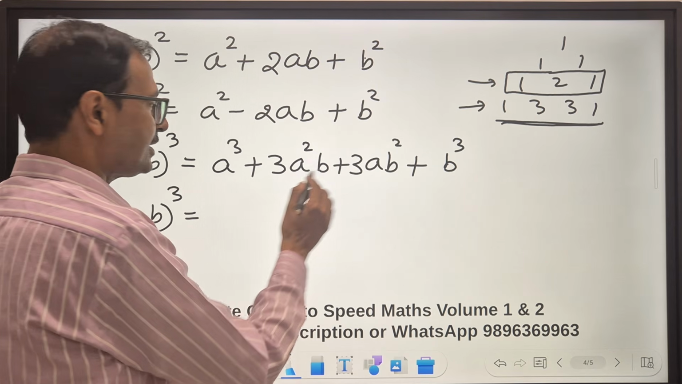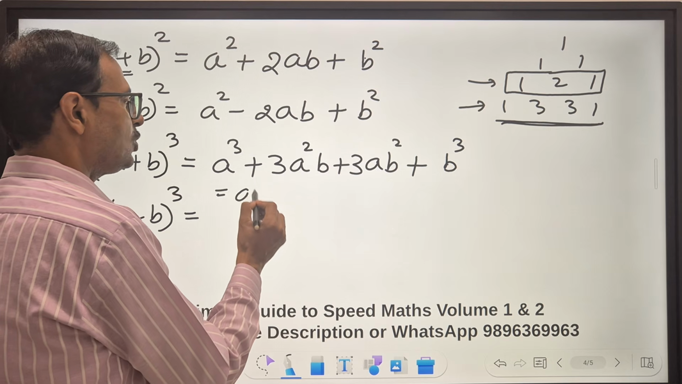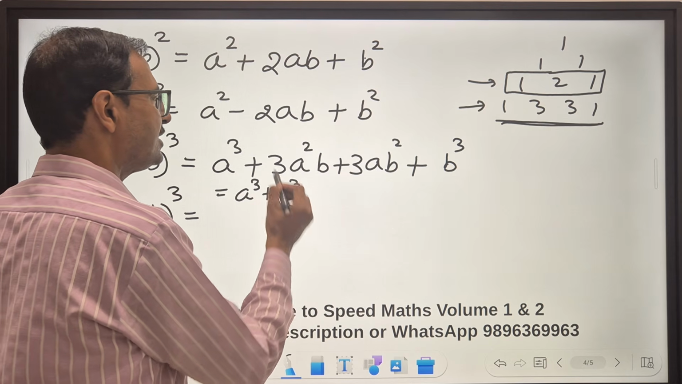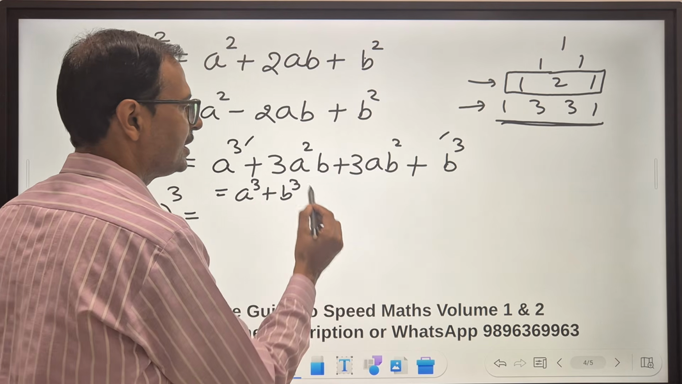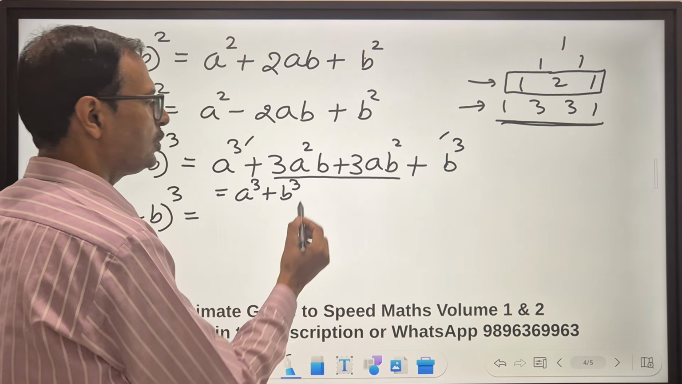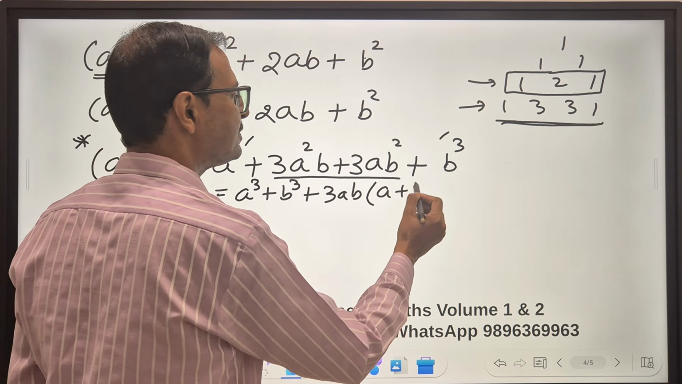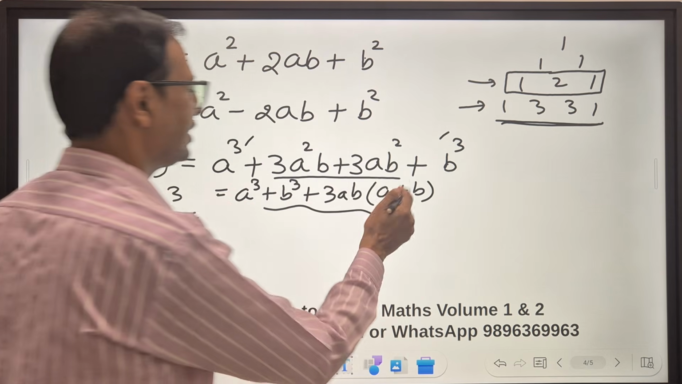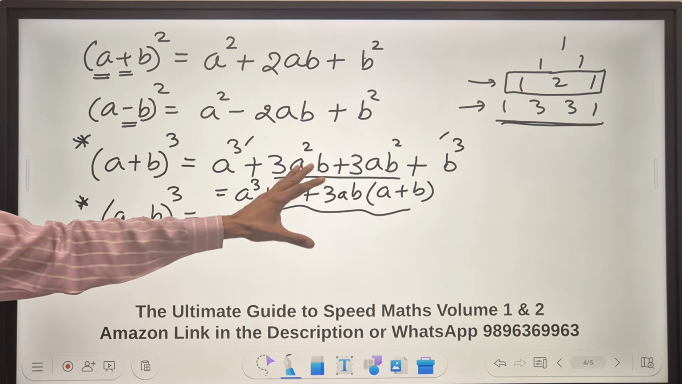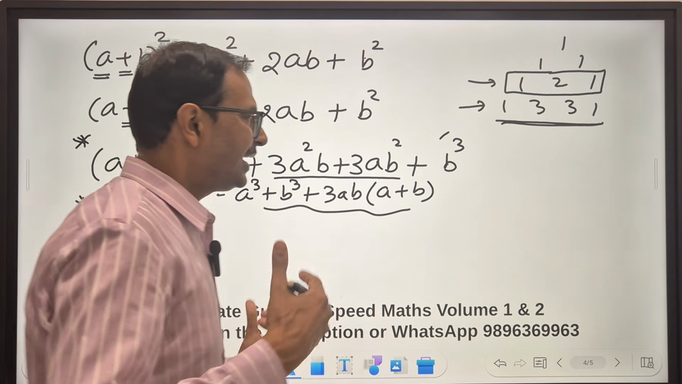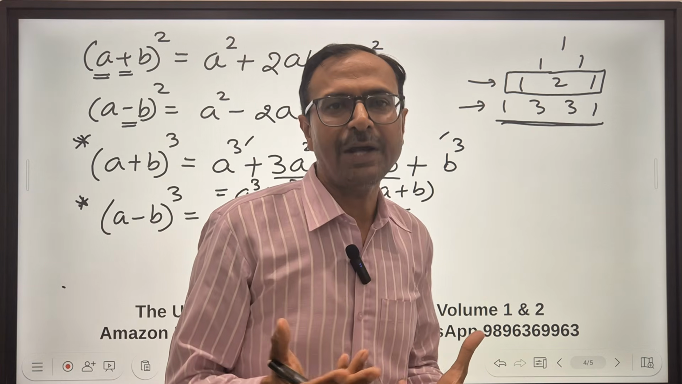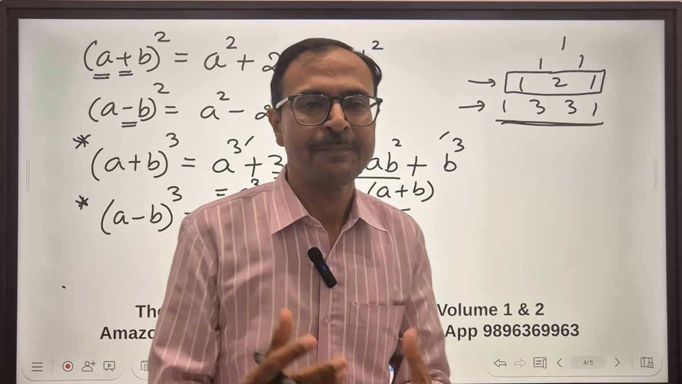You can actually extend this to get another one. See, a cube plus b cube. I'll write these two together, first and last terms. Between these two terms, you have 3ab as a common factor. So you get a plus b in the bracket, and you must have seen this identity also in the textbooks. So everything is, within a particular identity, you find so many results.